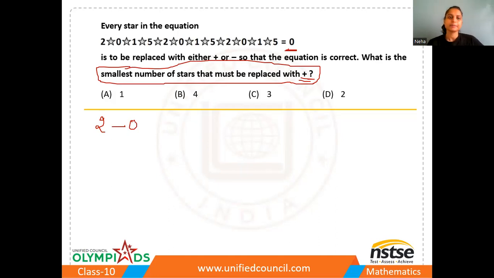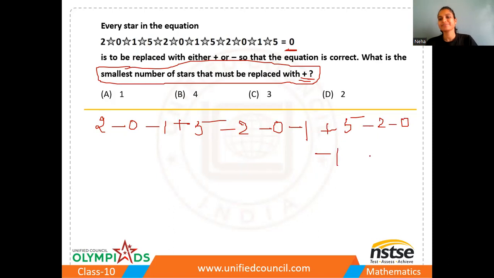All right. Then 2, then minus 1, I can write 2 minus 1, this is 1. Now there I have to write plus 5, right? Because 2 minus 1 is 1, and 1 plus 5 is 8, right? So 8 minus 2 minus 0 minus 1 I can write. And then again I have to write plus 5 here to balance it. Then minus 2, then minus 0, and then minus 1. And then the last one minus 5. Then only I can get 0.